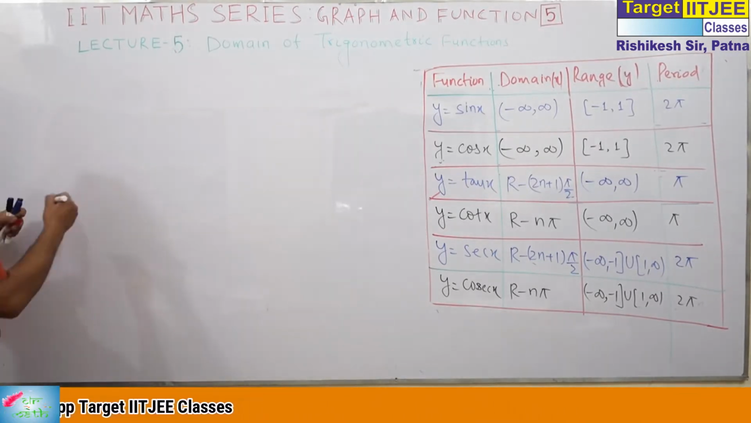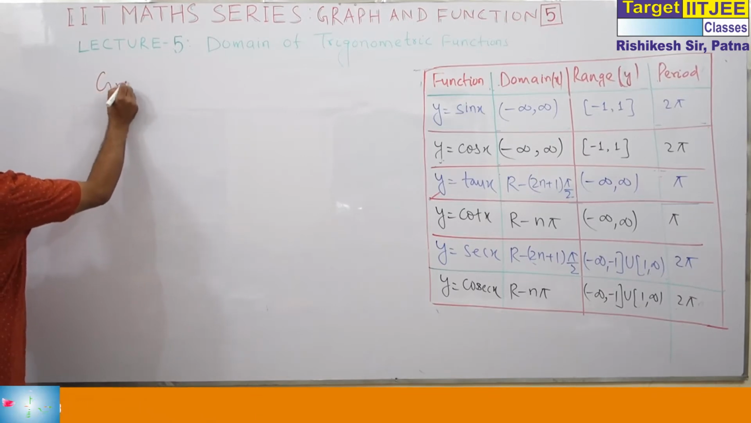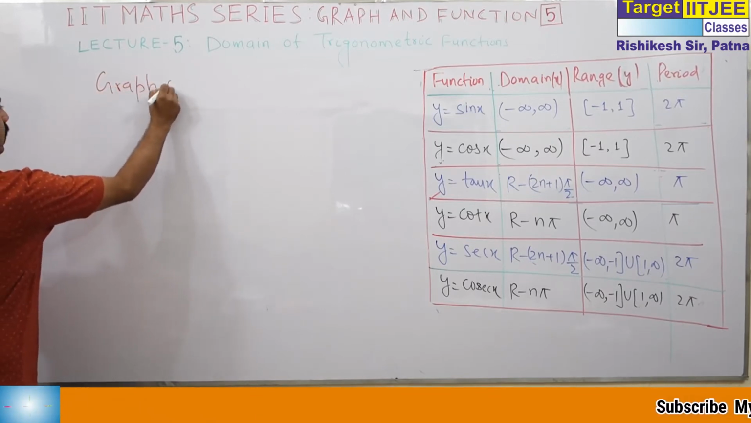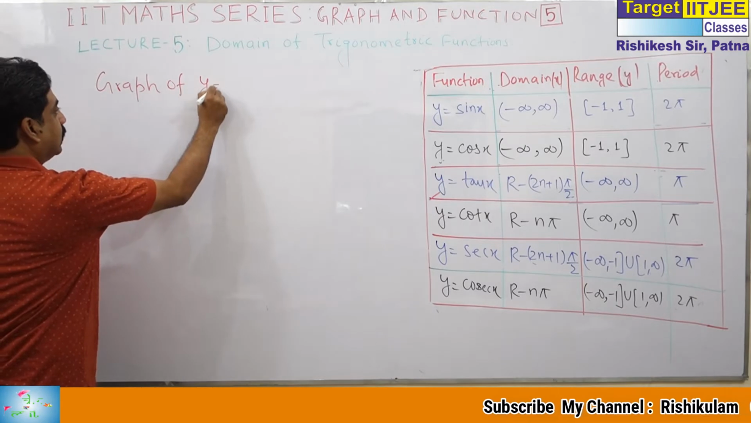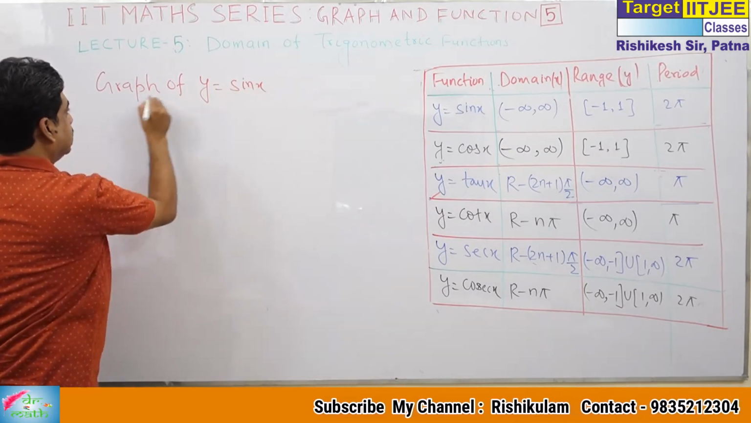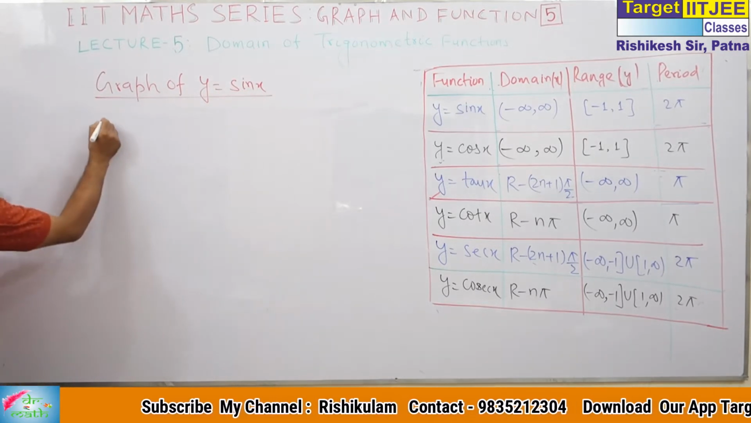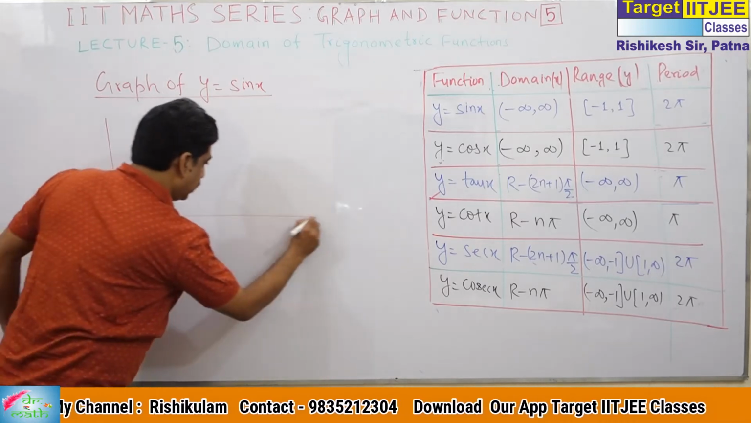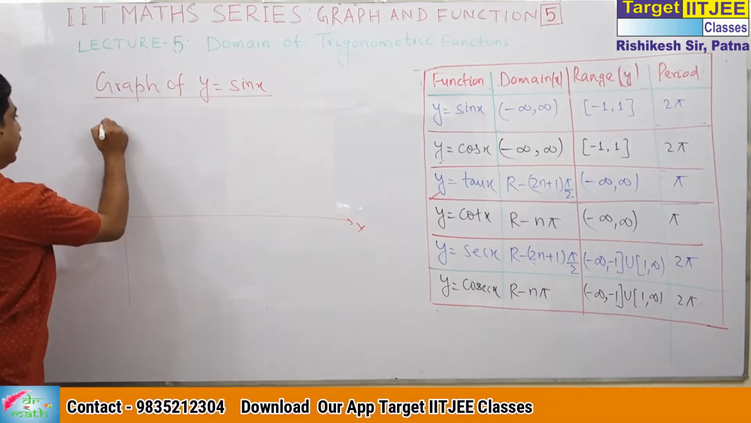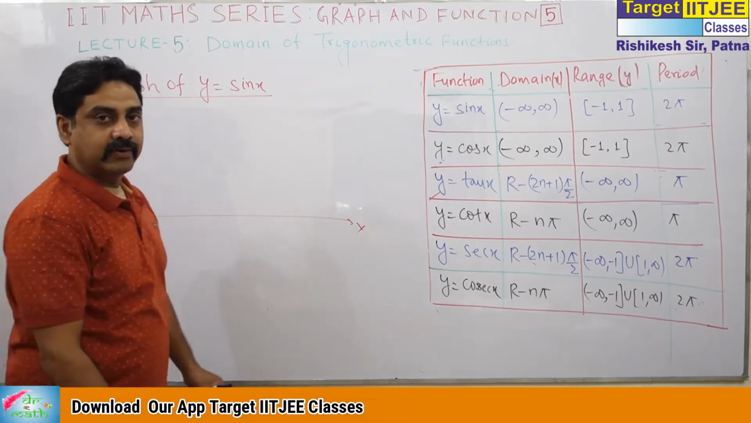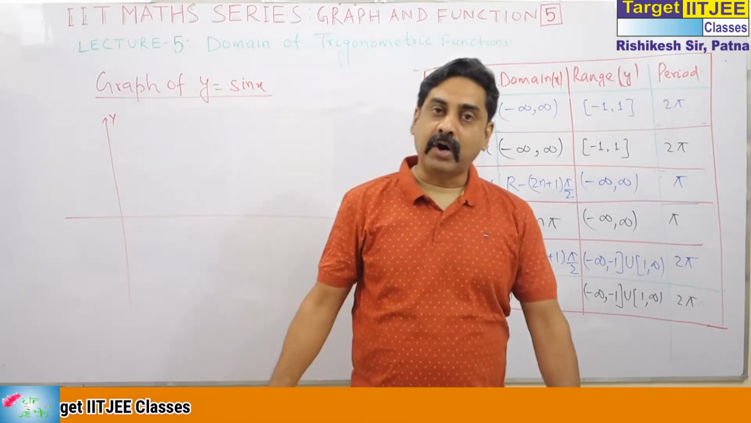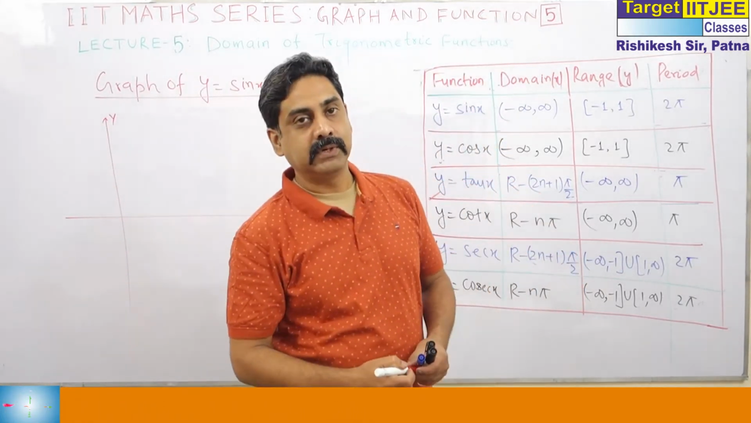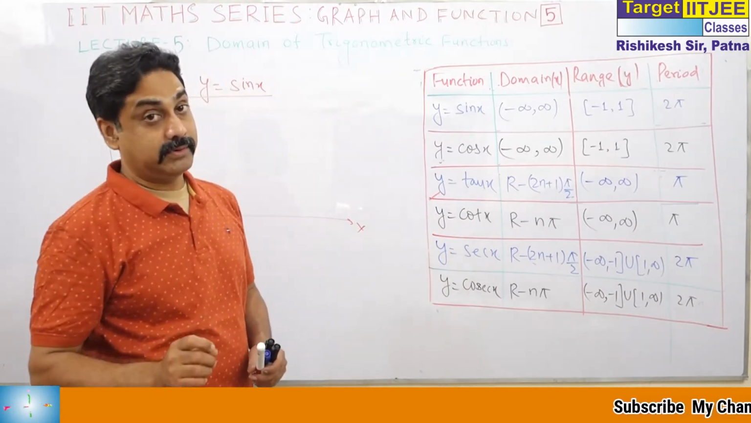First of all, take the graph of y is equal to sin x. Graph of y is equal to sin x. You are well known to sin x. You are well known to trigonometry. You know the quadrant rule. You know the formula of compound angle, transformation, multiple, submultiple. Means you know the basics of trigonometry.